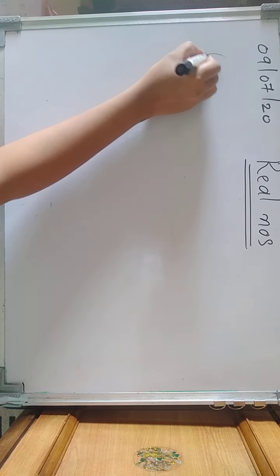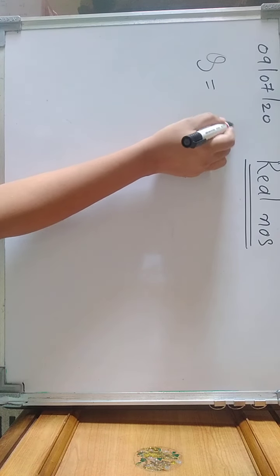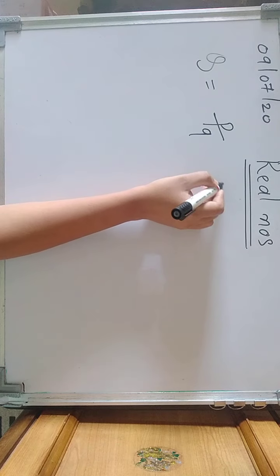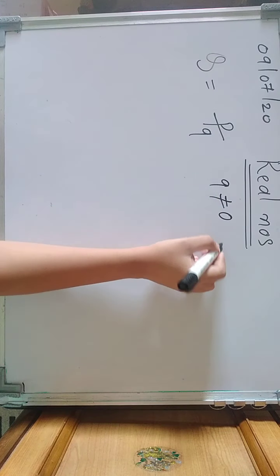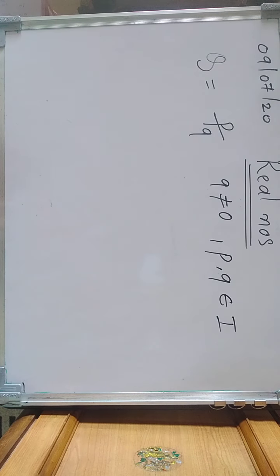The symbol for rational numbers is Q. Rational numbers are all the numbers which can be written in the form p upon q, where q is not equal to 0 and p and q belong to integers. That means all the fractions come under rational numbers.